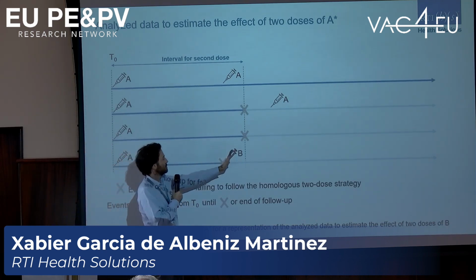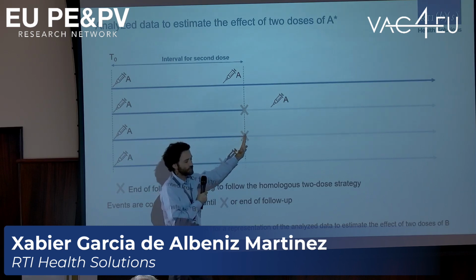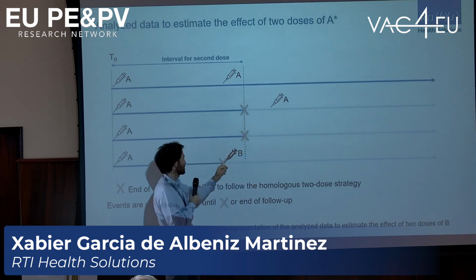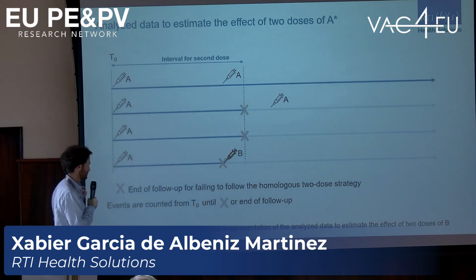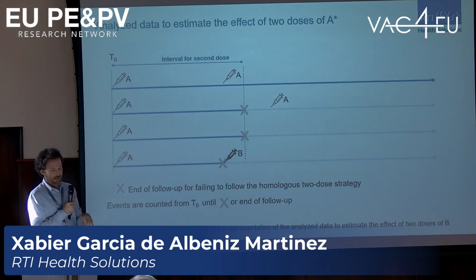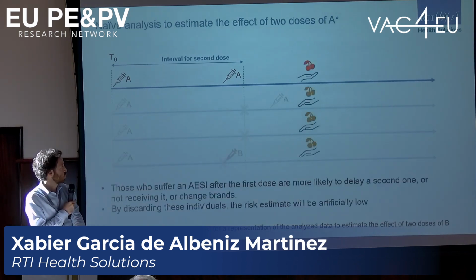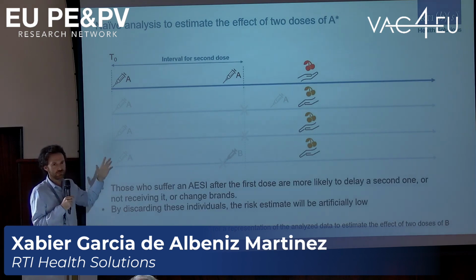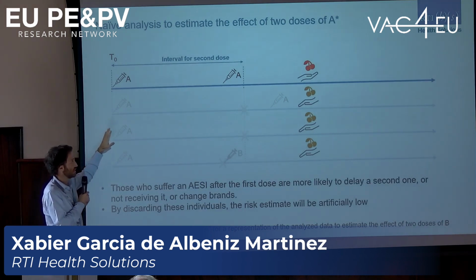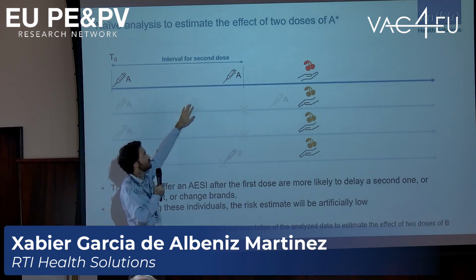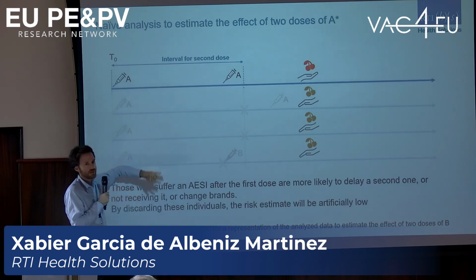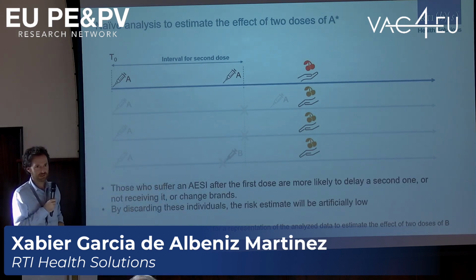This censoring means that after this, you don't observe outcomes. But before this, you do observe outcomes, right? As opposed to what they wanted to do. They wanted to just analyze people who received 2 doses. All the rest out of the analysis, right?